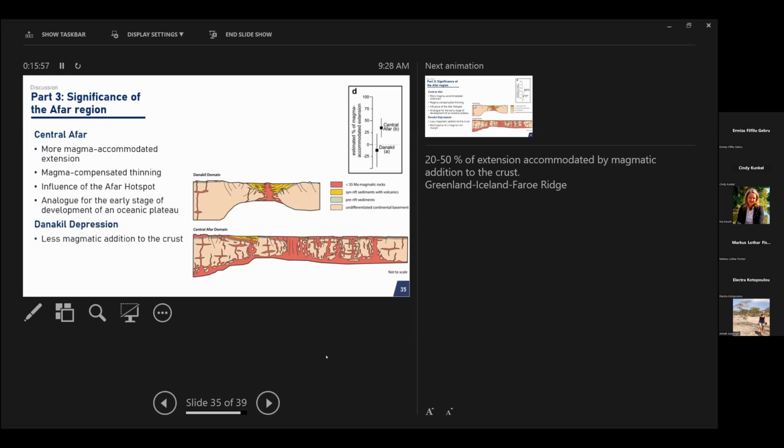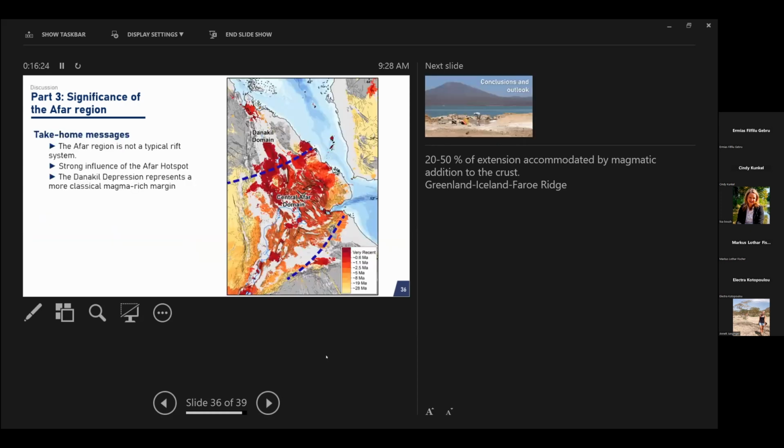In contrary, the Danakil Depression experienced less magmatic addition throughout its history, and is much more typical of a magma-rich margin with a central volcanic range with seaward dipping reflectors. That's also a good sign for our drilling, because then it's representative of much more of the margin that we have worldwide than this very special exception of the central Afar domain. Take-home messages are that the Afar region is not a typical rift system. We see the strong influence of the Afar hotspot, but the Danakil Depression is more like a classical magma-rich margin.